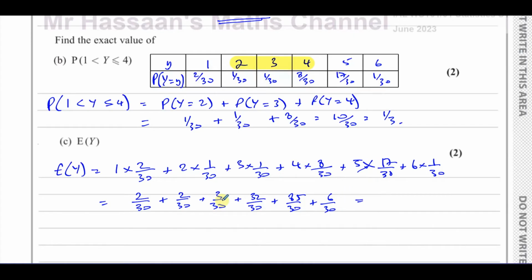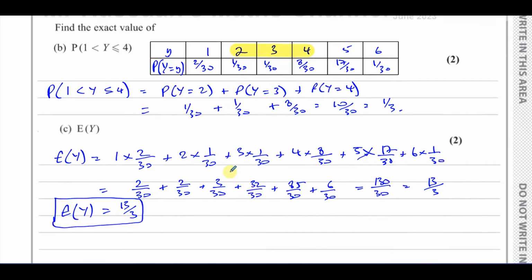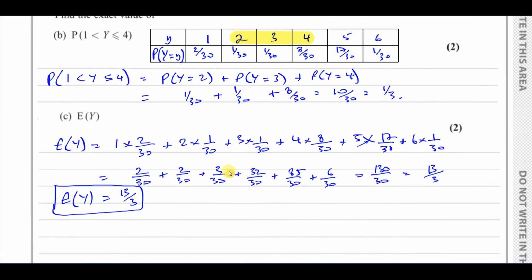So you got 2 plus 2 is 4, plus 3 is 7, plus 32 is 39, plus 5 plus 6 is 45. 45 plus 85 is 130. So you have 130 over 30, which is 13 over 3. So the expected value of y is equal to 13 over 3. You can leave it like that. That's fine. That's part C done, and that's the answer to part C.